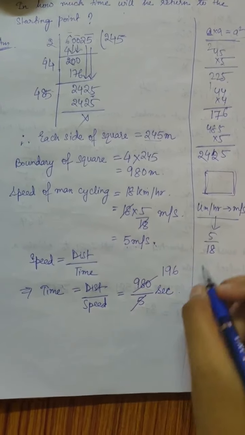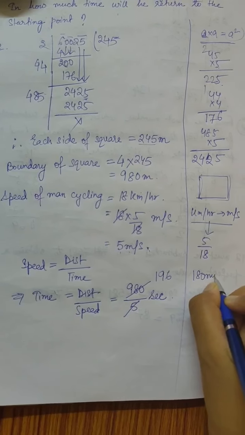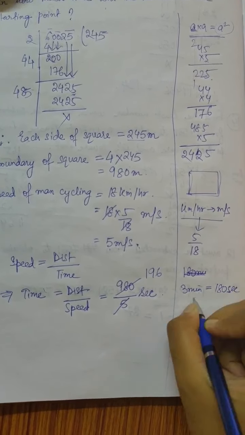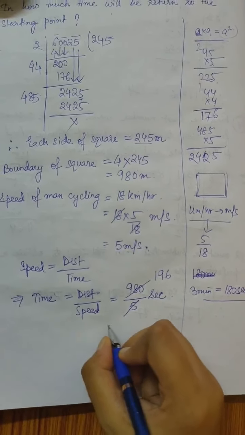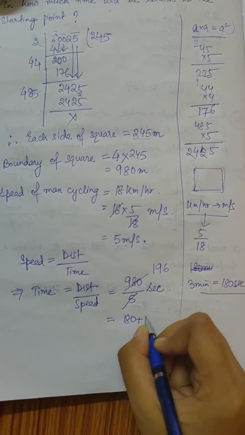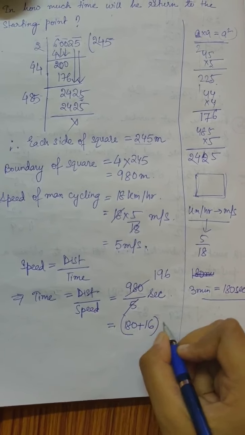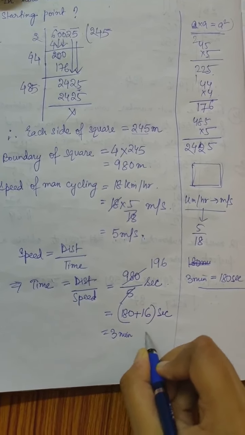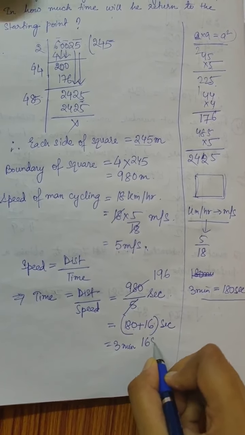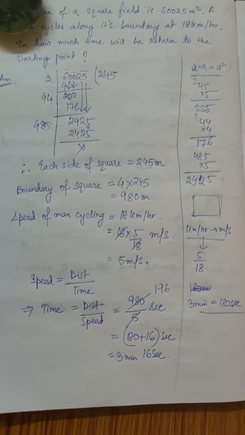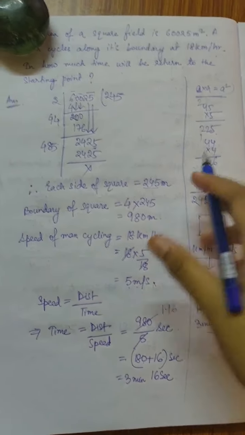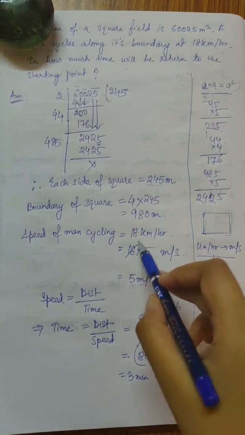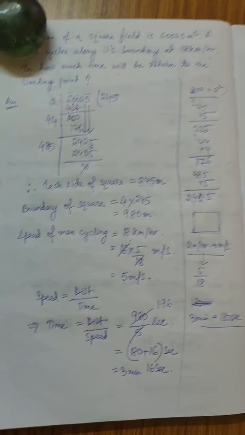So 196 seconds, where 3 minutes is equal to 180 seconds. So 196 we can write as 180 seconds plus 16 more seconds. 180 seconds is 3 minutes, and 16 seconds will remain as it is in seconds. So 3 minutes 16 seconds is the time taken by the man to return to the starting point with a speed of 18 km per hour or 5 meter per second. Both are the same. So this is the final answer.